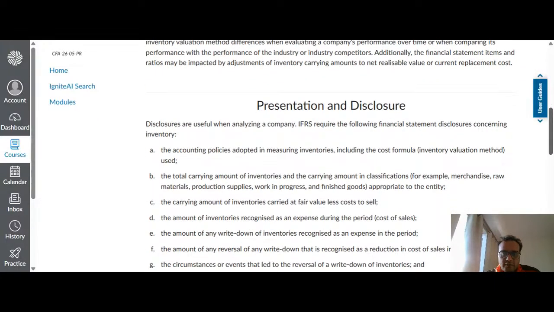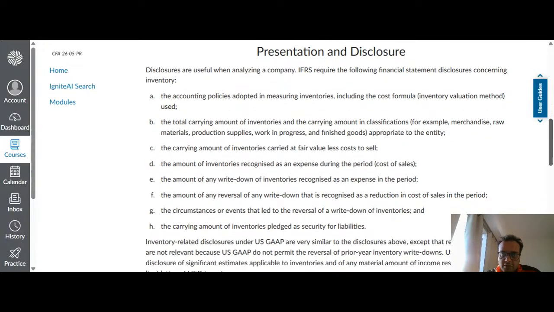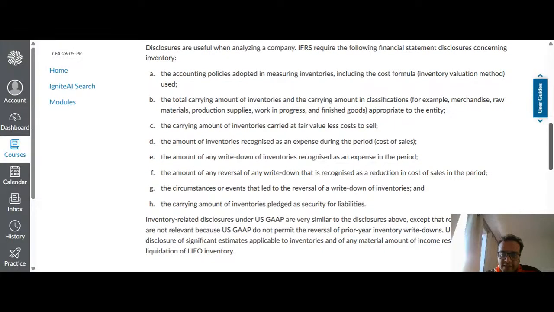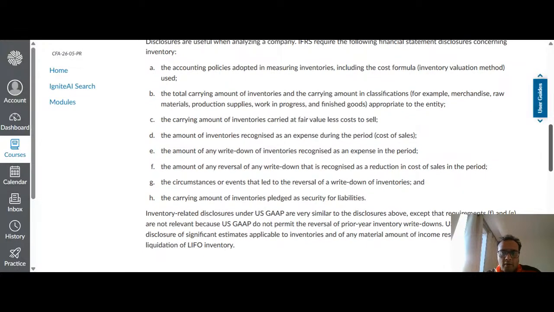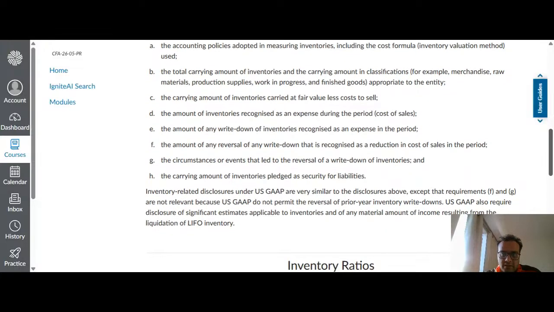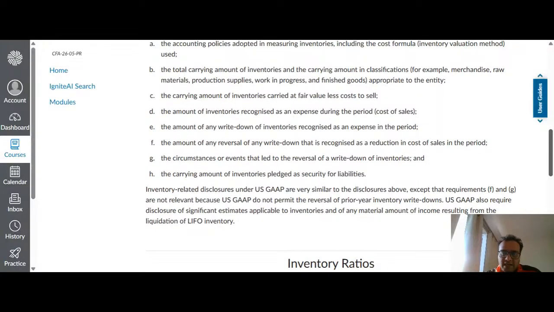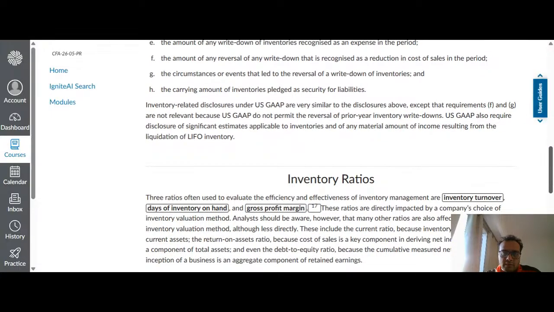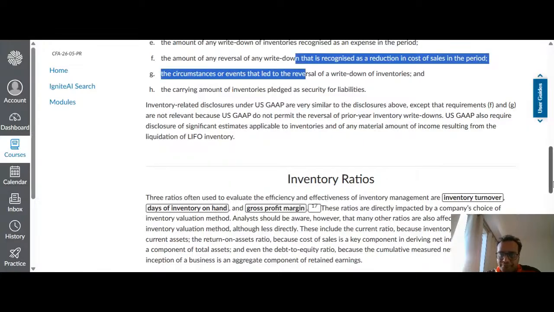Disclosures are useful when analyzing a company. The following disclosures are required: accounting policies adopted, total carrying value of inventories and classification, for example raw material. If it is not in the FS, then you will need to put it in the notes. The carrying value of inventories, the amount of inventories recognized as expense, the write-down of inventories recognized as expense, reversal of write-downs, circumstances that led to the reversal of write-downs, and whether any of the inventories is pledged as security. This is similar in both except for F and G because reversal is not generally allowed in US GAAP.